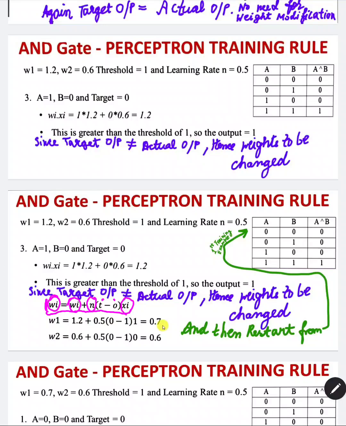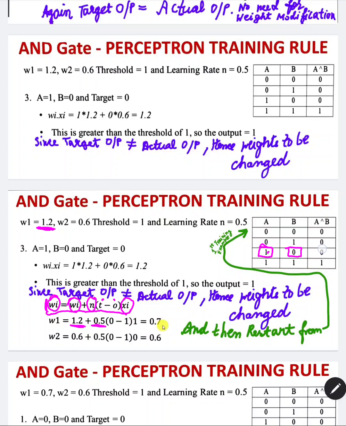So what was the value of input here? The value of input for A is 1. The value of input for B is 0. So first we calculate the weight for A. So the value of A is 1. All right. So what is the weight that was there for input 1? 1.2. So this is 1.2, the old weight, plus the learning rate.